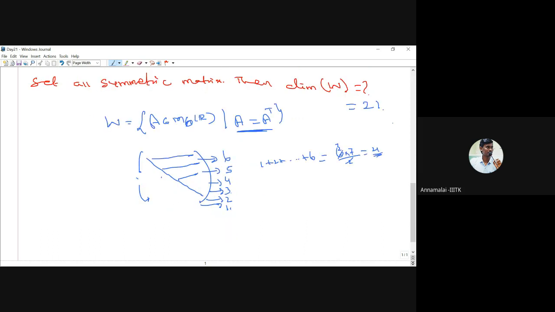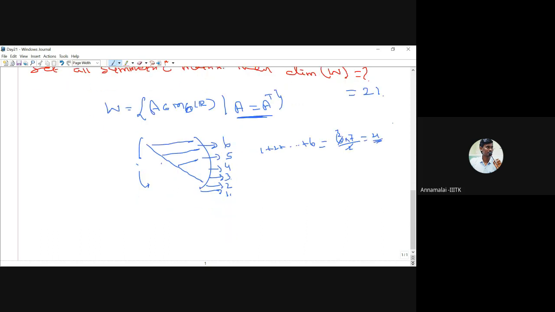In general, instead of a 6 by 6 matrix, suppose they ask what is the dimension of symmetric n by n matrices, then what is the formula? If you consider an n by n matrix, the first row has n possible unknowns, the second row has n minus 1 possible. Okay, suppose you are considering an n by n matrix but symmetric, therefore how many unknowns? The first row contains n unknowns, but the second row contains only n minus 1 unknowns.